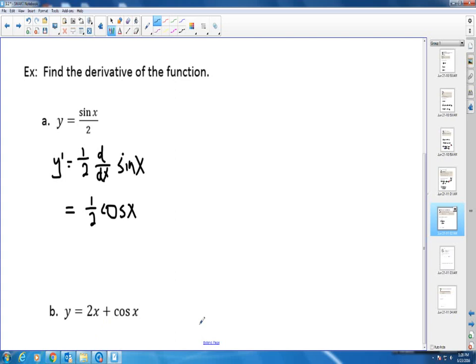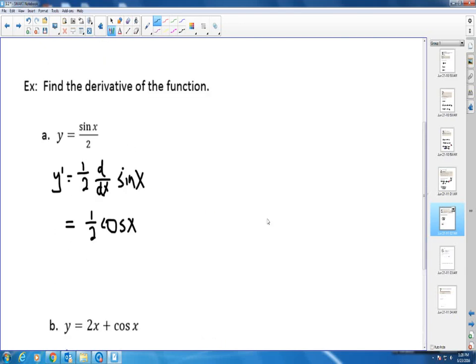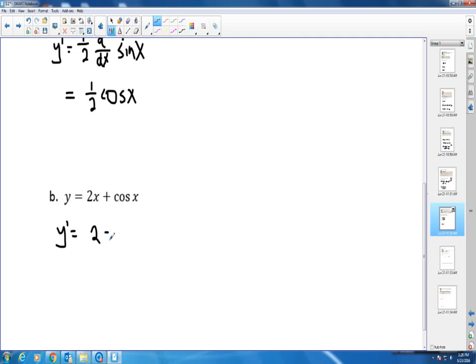This is the sum of two functions. So if I take the derivative of the 2x, that would simply be a 2. The derivative of cosine of x, if I look it up, will equal negative sine x. So that would just be 2 minus sine x as my answer.